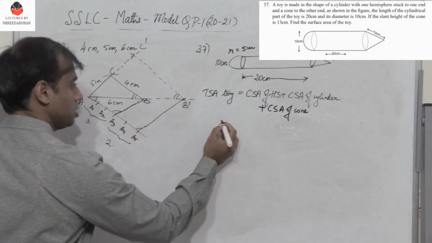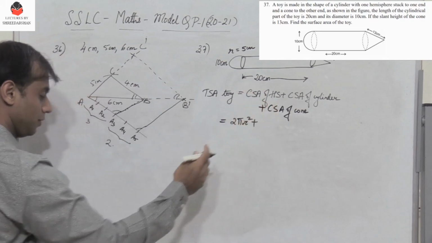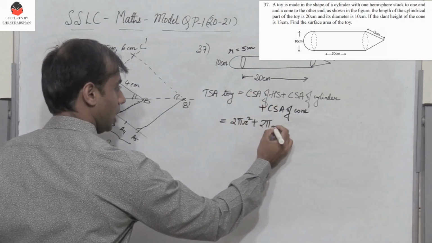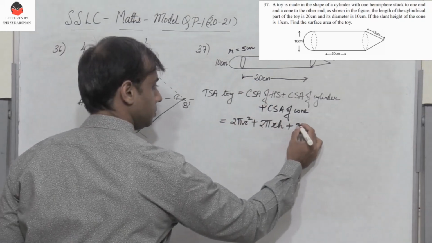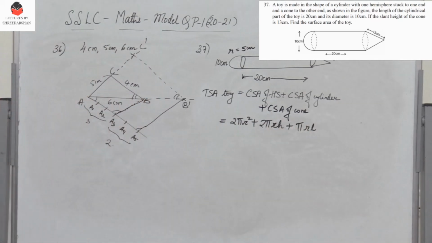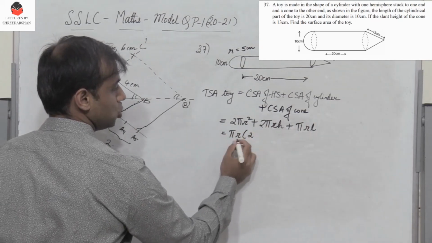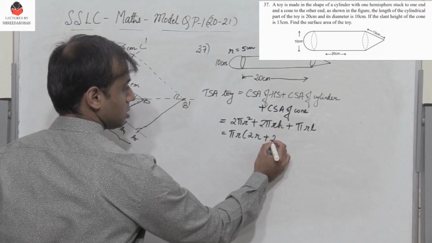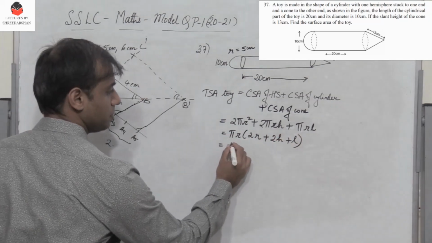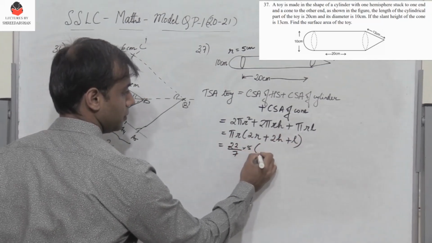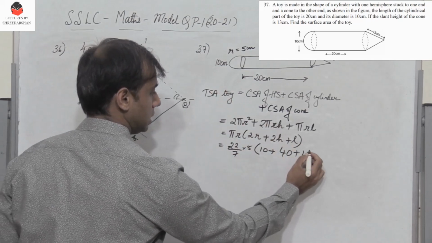So let me write the expression. The curved surface area of the hemisphere is 2 pi r square. The curved surface area of the cylinder is 2 pi r h. And the curved surface area of the cone is pi r l. Among all these three, what is common? Pi into r is common. So let me take pi r common outside. So I get pi r into 2r plus 2h plus l. So let me substitute the values. Pi is 22 by 7 into 5 into 2 into r, which is 10, plus 2 into h, which is 40, plus l, which is 13.